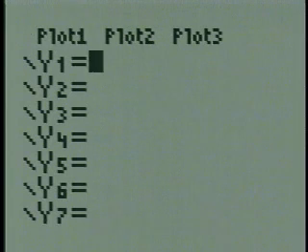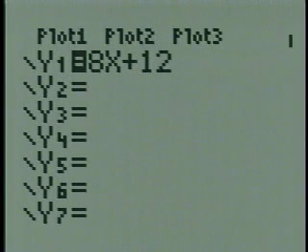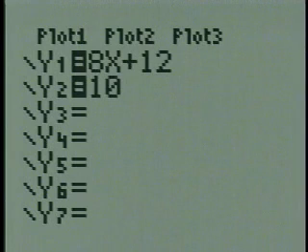And in y1, we're going to type in our equation for Pizza House. So we have 8x. Instead of using p, we're going to use x, but it still represents the same thing. X represents, in this case, our number of pizzas. So 8x plus 12, that's our first equation. And then our equation for Spaghetti World, 10p, or in this case, 10x. Once we enter our two equations, now we're going to press graph.